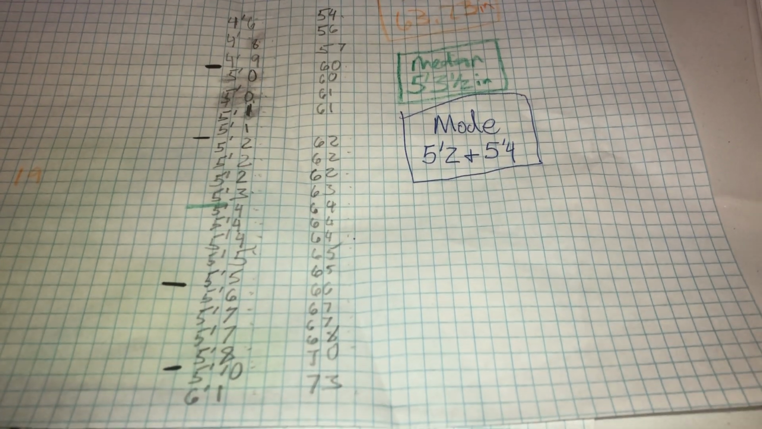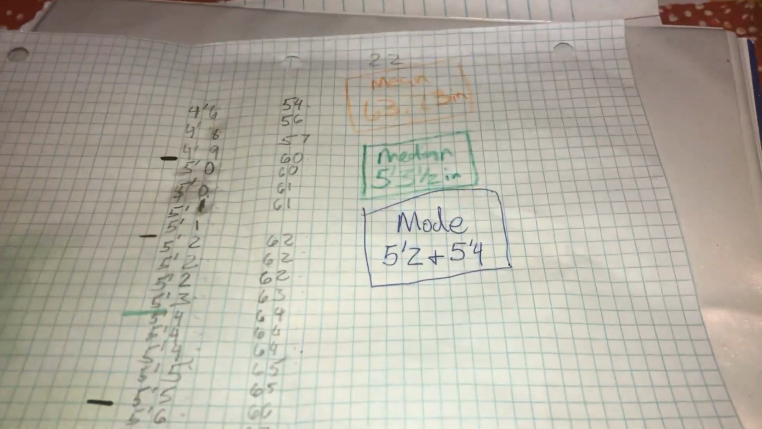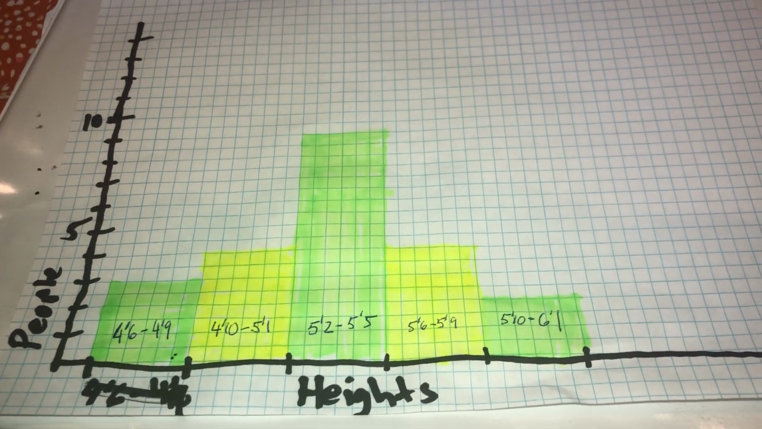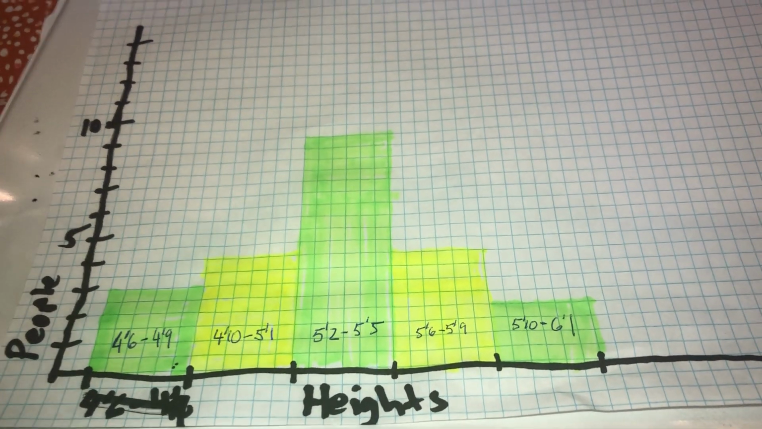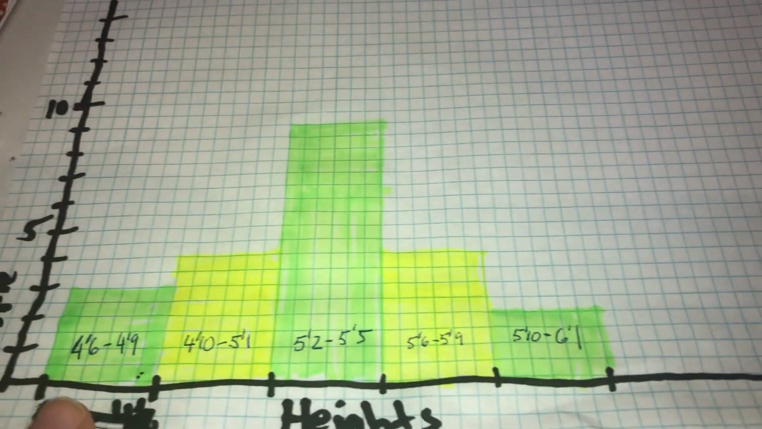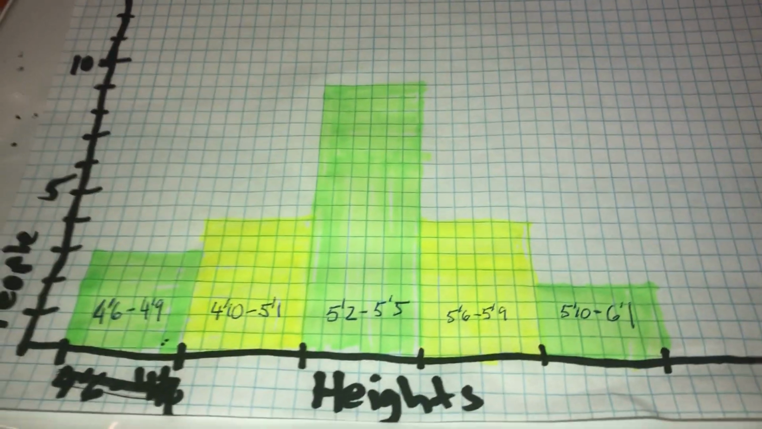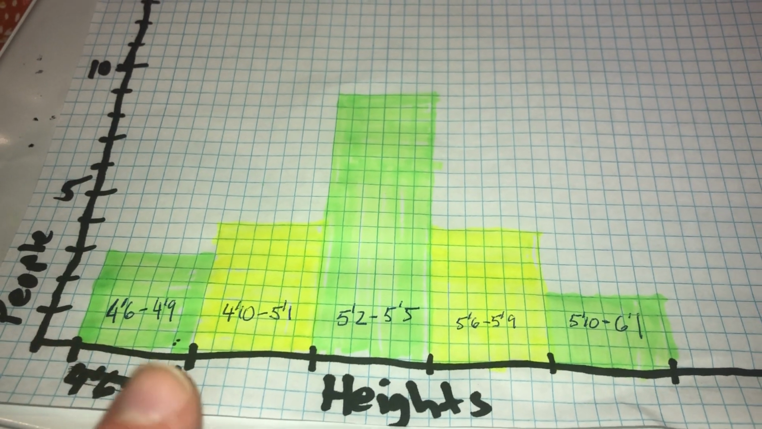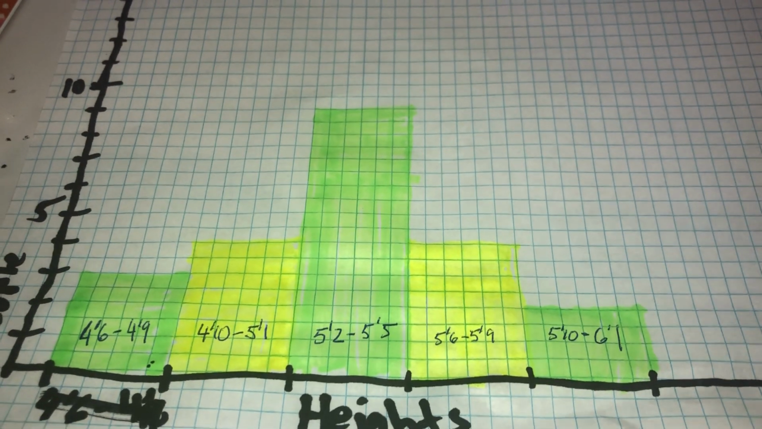We have a nice organized list, but I'm more of a visual person. So I recorded it in a histogram. A histogram is often confused with a bar chart. The main difference between the two is a histogram uses numbers, and bar graphs use categories. So if I asked what your favorite color was down here where it says height, it'd be blue, green, orange, purple, whatever. And not numbers, if that makes sense.